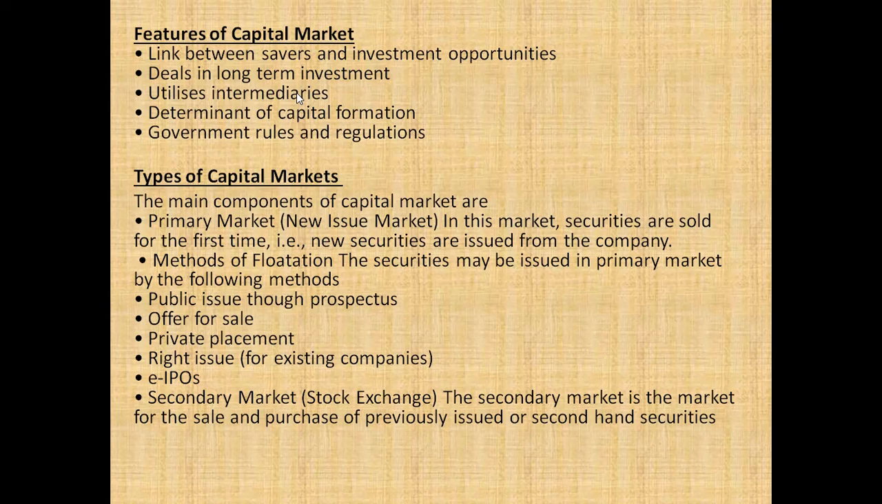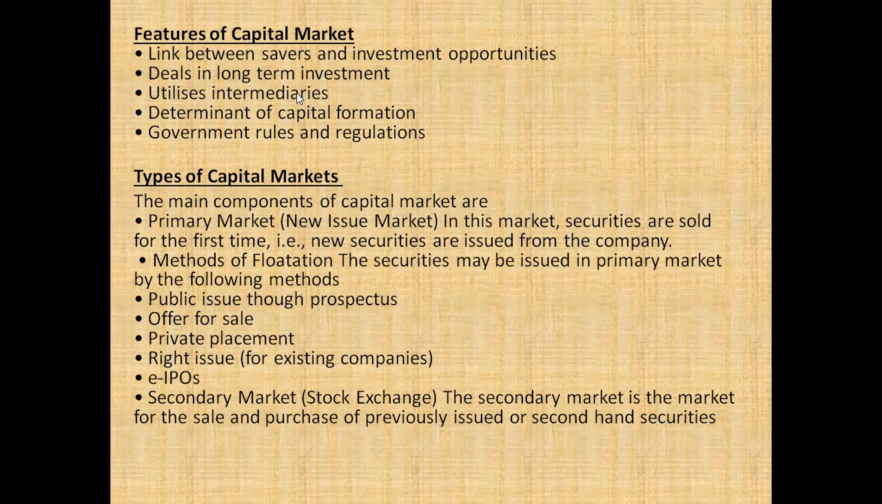So what are the components of the capital market? Now first, primary market, that is the new issue market. In this market, securities are sold for the first time. So if a company has been incorporated recently, and is issuing a number of shares for the first time in the market, then that is known as the primary market. The new share that is sold in the market for the first time is known as the primary market.